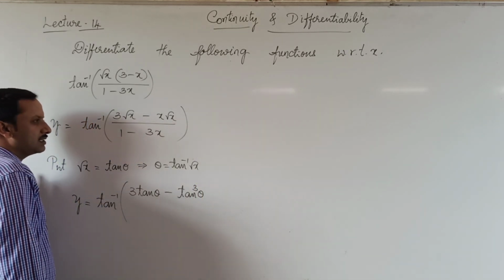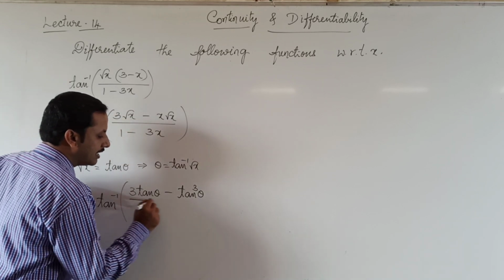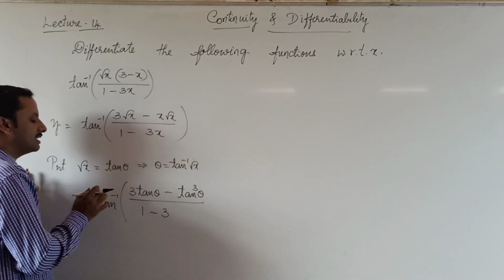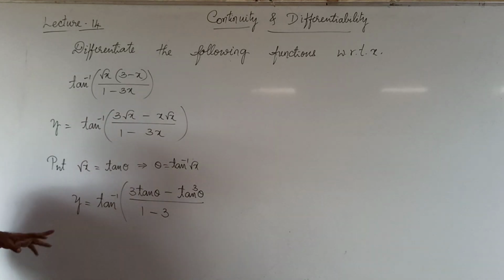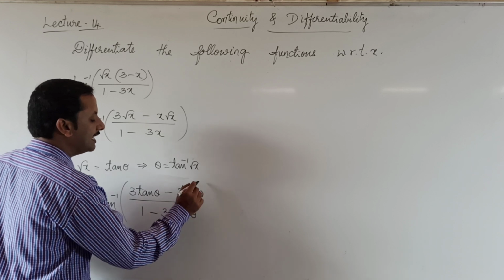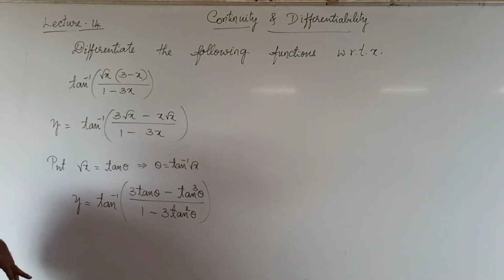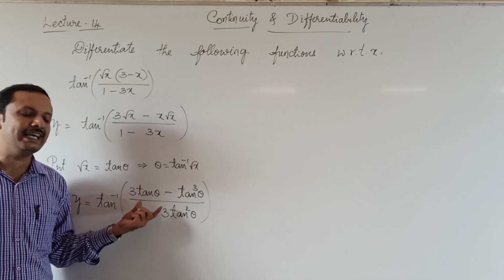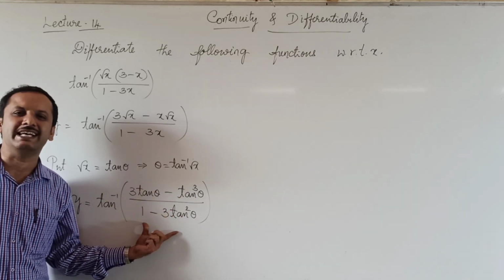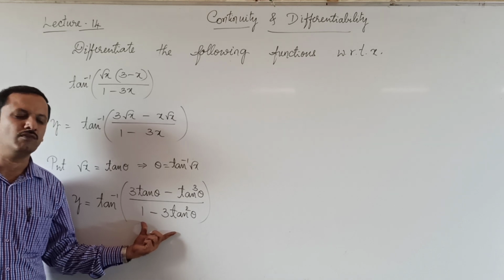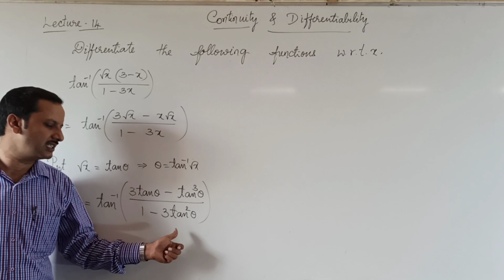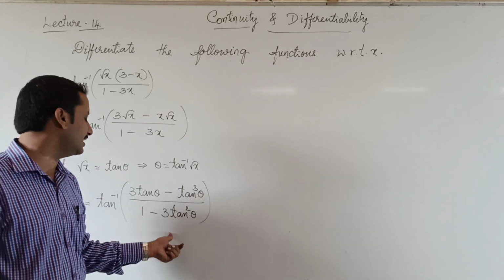Okay? Tan square theta into tan theta, that is tan cube theta, divided by 1 minus 3 into x. Root x is tan theta, so x is tan square theta. So you get 1 minus 3 tan square theta. Okay. So you have 3 tan theta minus tan cube theta divided by 1 minus 3 tan square theta. This is a very well known formula. 3 tan theta minus tan cube theta divided by 1 minus 3 tan square theta is tan 3 theta.